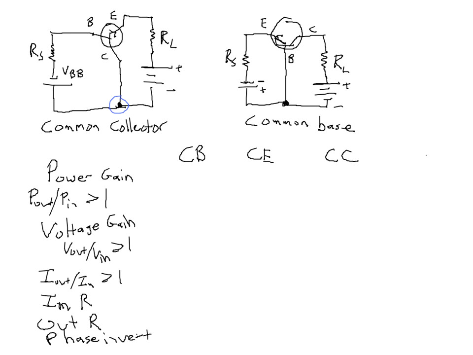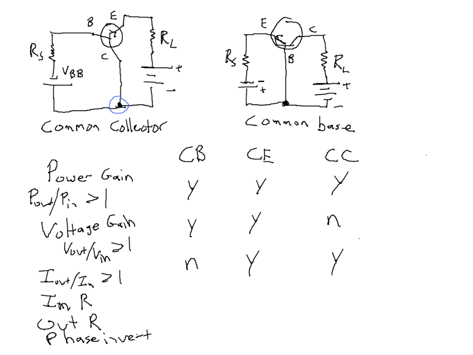Okay, well, the common base configuration does have a potential power gain. So does the common emitter and common collector. So all three of them have power gain. If you want a voltage gain, the first two do have a voltage gain. The common collector does not. For current gain, the common base configuration does not. The common emitter configuration does. And the common collector configuration does.